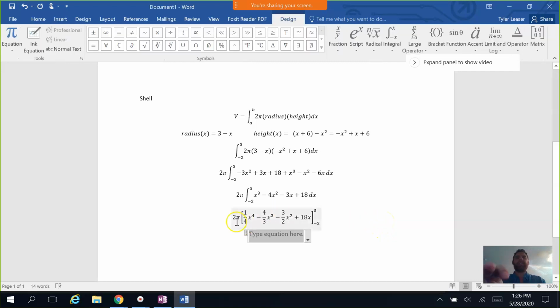All right, so plugging 3 into all of this stuff really carefully. We have the 2 pi still on the outside. 3 to the 4th is some really big number. So we're going to have an 81 fourths minus, that's going to be 36, I think, minus 27 halves plus 18 times 3, 54. Okay, that minus 2 pi times negative 2 into all of that stuff.